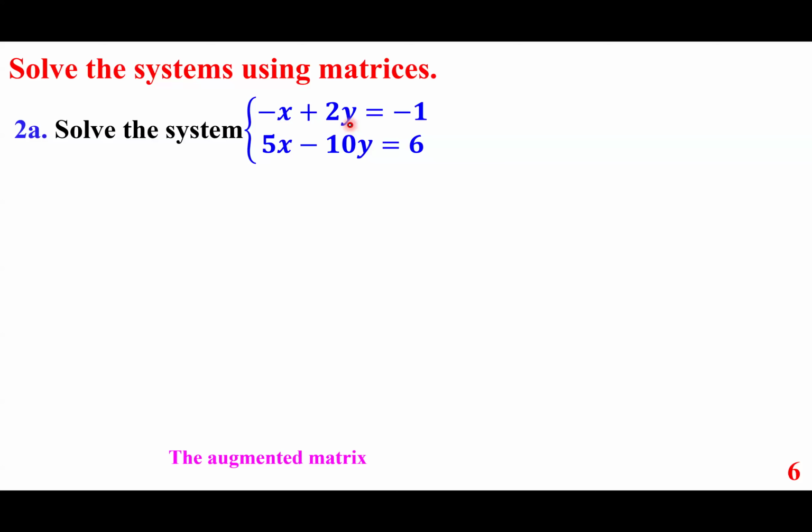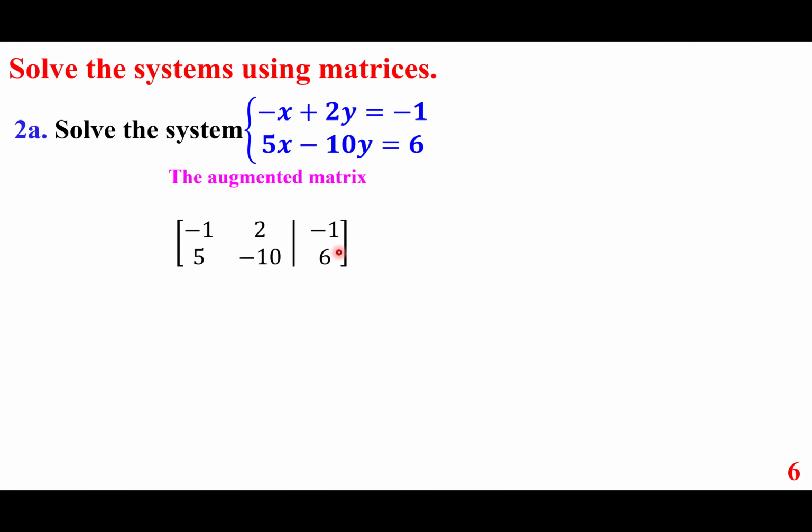First, we are going to come up with the augmented matrix. So what is the augmented matrix again? You just write everything here, just the coefficients. So you have a matrix, minus 1, then 2, then negative 1, the second one, 5, negative 10, 6. Or if you want to go column, negative 1, 5, 2, negative 10, minus 1, 6. So this is called the augmented matrix.